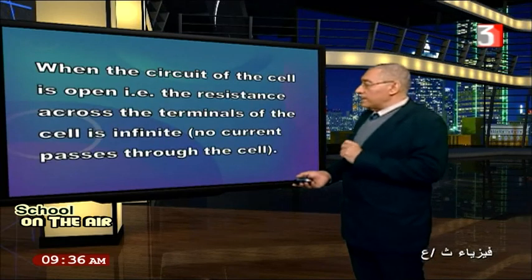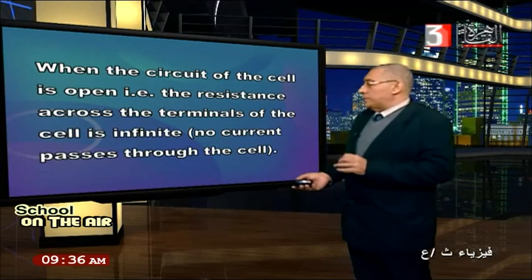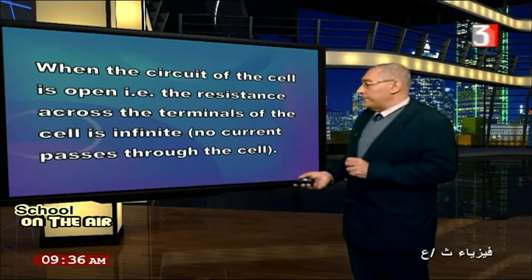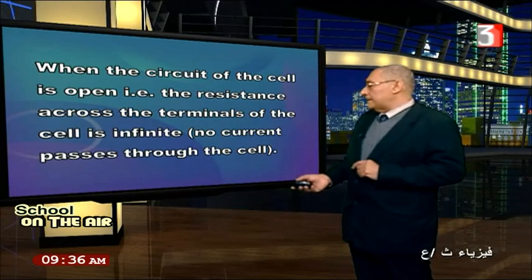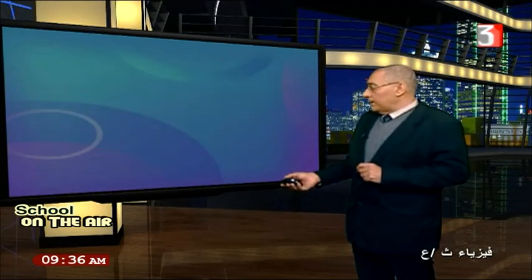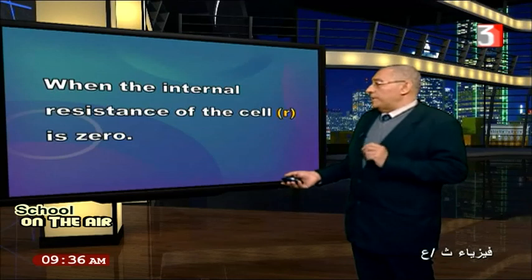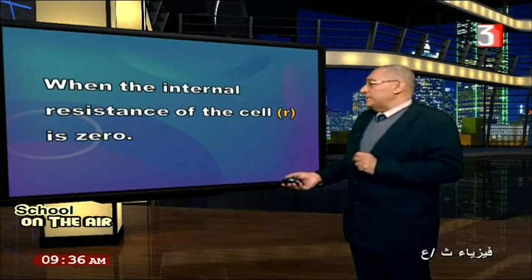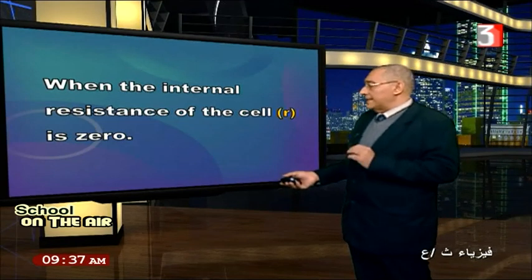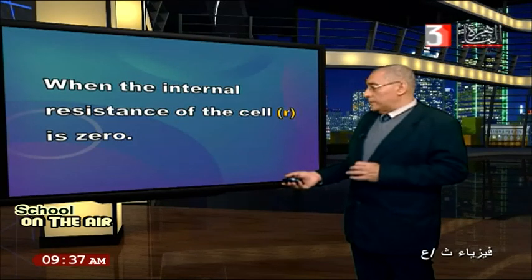When the circuit of the cell is open, that's to say the resistance across the terminals of the cell is infinite. No current passes through the cell. This is one case. Another possible reason: the internal resistance of the cell is neglected, is equal to 0.